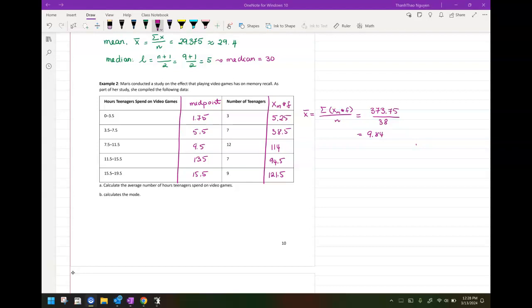Let's calculate the mode. Looking at this table, the frequency that repeated most is 12. So this means that most students spend about 7.5 to 11.5 hours on video games.